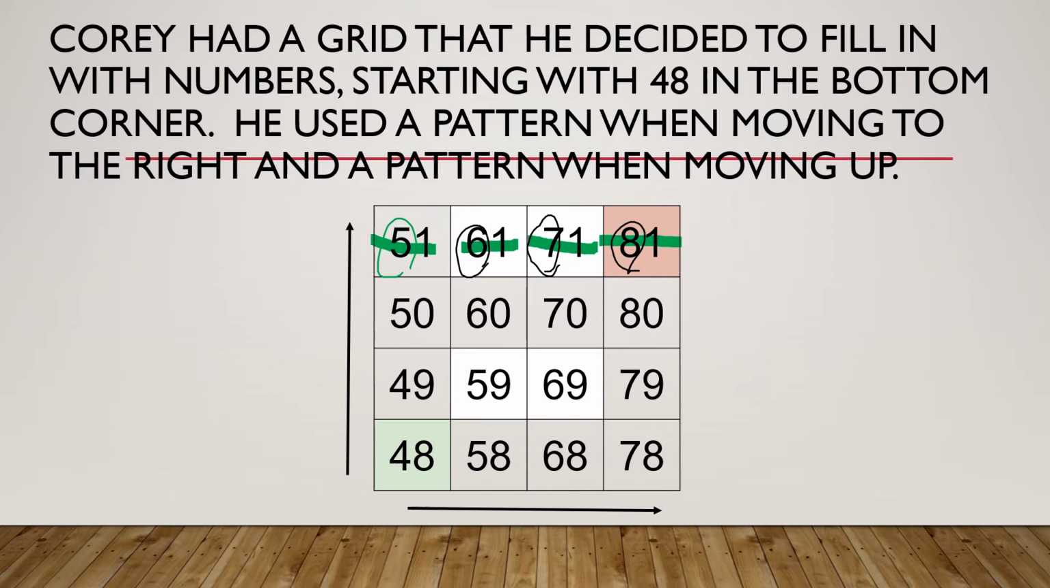Let's check another column, and we're going to highlight these numbers just to see if the pattern continues. Let's go down to the very bottom row. So we have 48. We add 10, 58. We add another 10, 68. He added another 10, 78. Ooh, you guys are so awesome. You are too smart for me.